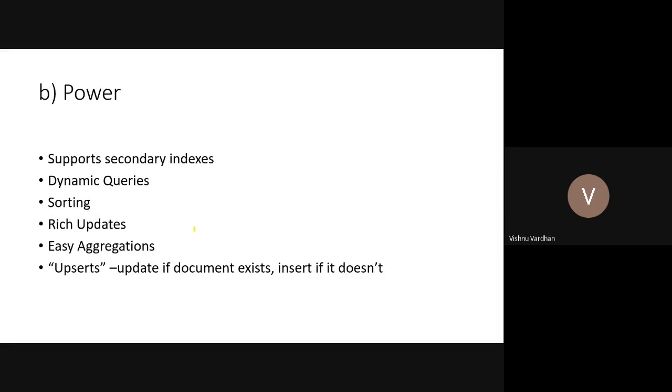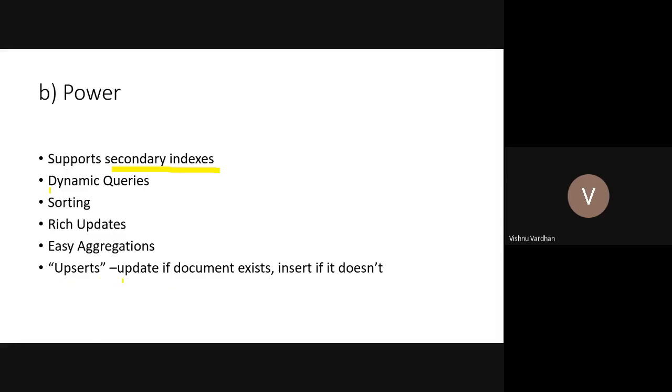Then the second one is power. Power means it supports secondary indexes. Not only the primary indexing that we naturally have, we can also have secondary indexing, and we can use dynamic queries. Sorting can be applied, updates can be done, and aggregations can also be there. Upserts. Upsert is a new term when you compare it with RDBMS.